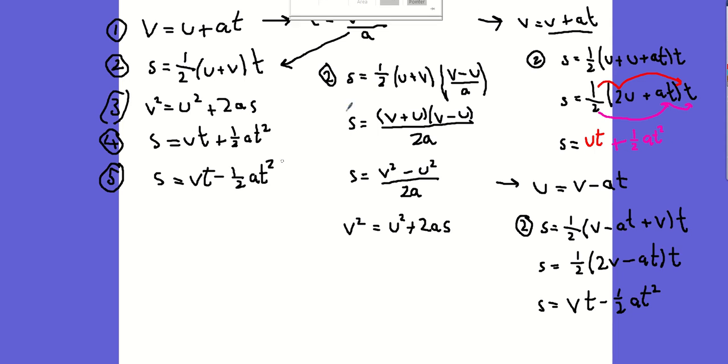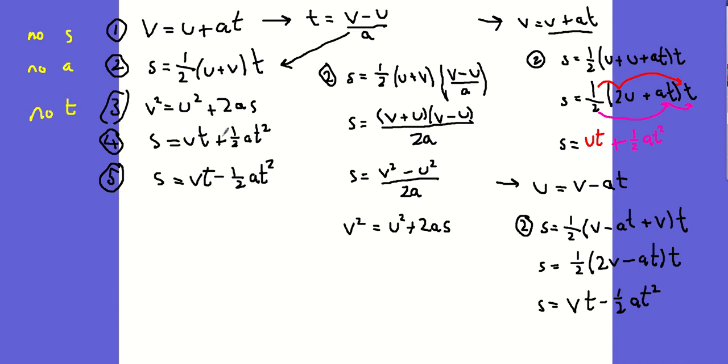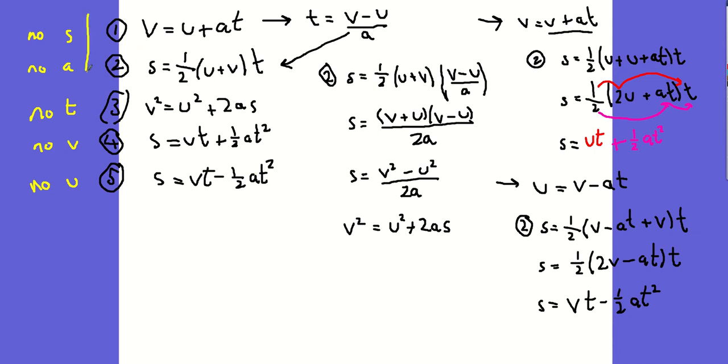Now it's helpful to have all 5 of these because what you'll notice is that each one is missing one of the 5 letters. So if I look at this first equation, you notice there's no S in that one. If you look at the second one, it's no A. This third one doesn't have T in it. The fourth one doesn't have V in it. And the fifth one doesn't have U in it. So that's why it's useful to have those 5 equations. Now typically, in an exam, you're not really going to be using this 5th one, but I think it helps to have it just to have a complete collection. So that's your Suvat. That's all the ones you're going to need to use.